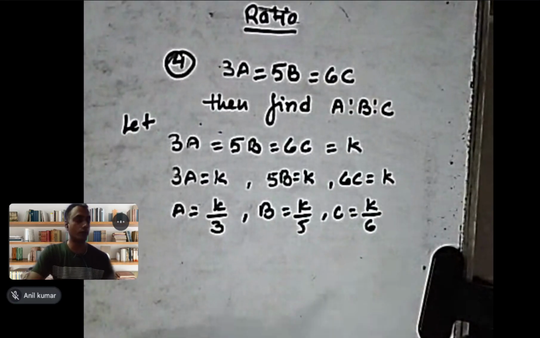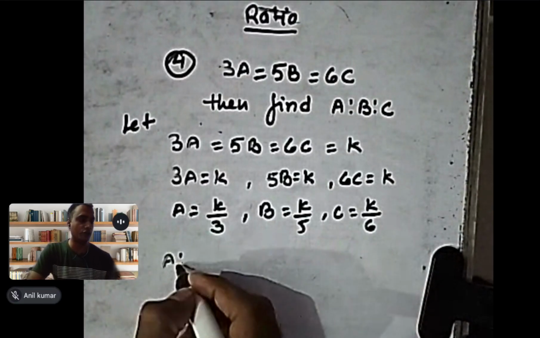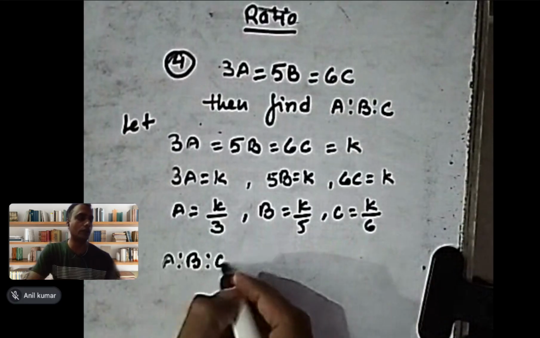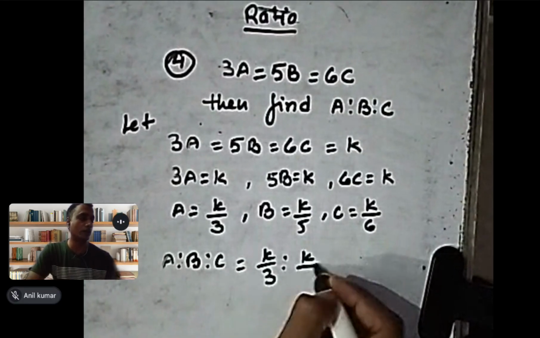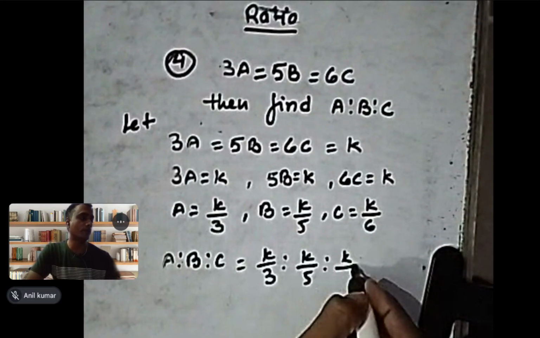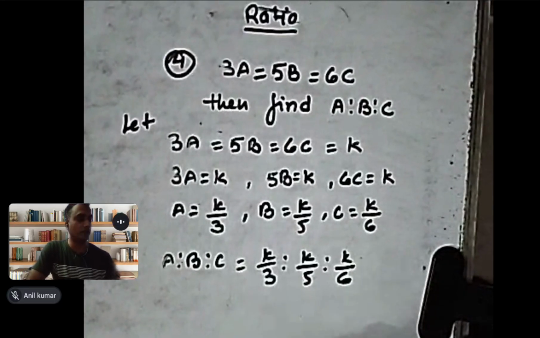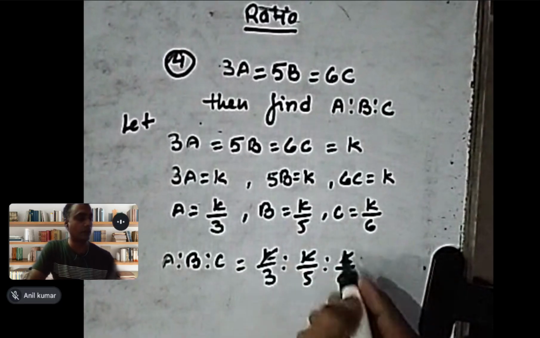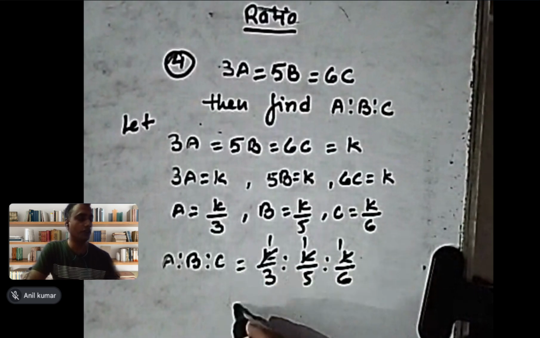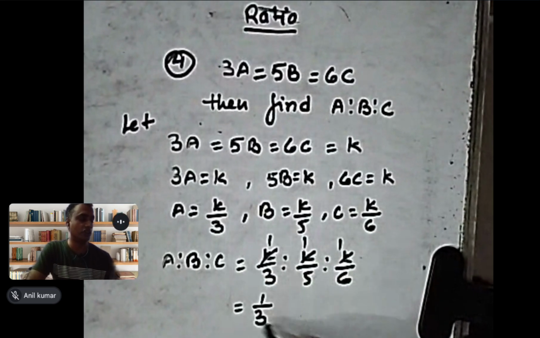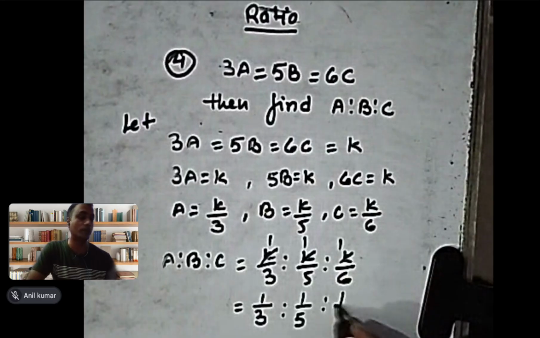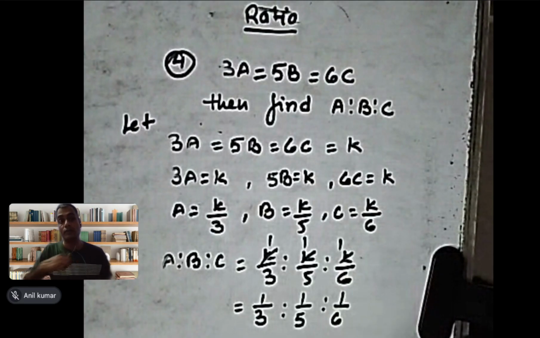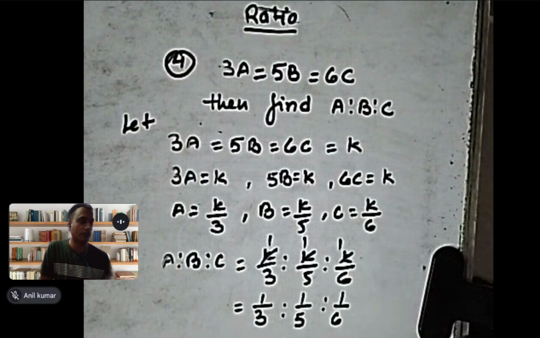Now you can directly find the ratio a to b to c. That's k over 3 ratio k over 5 ratio k over 6. And k is in every term, so it is cancelled in each term. Sorry, that is 1 over 3, ratio 1 over 5 and ratio 1 over 6. But the ratio is not written in fraction form, so you have to simplify the ratio again.